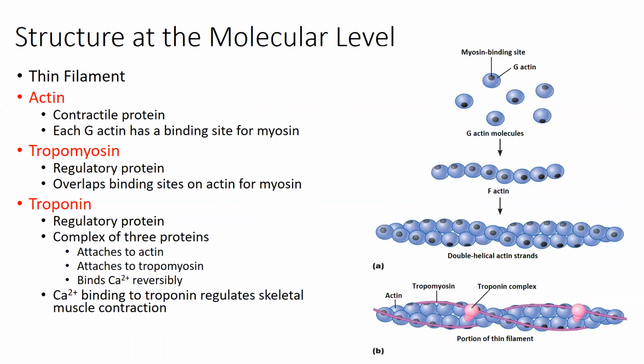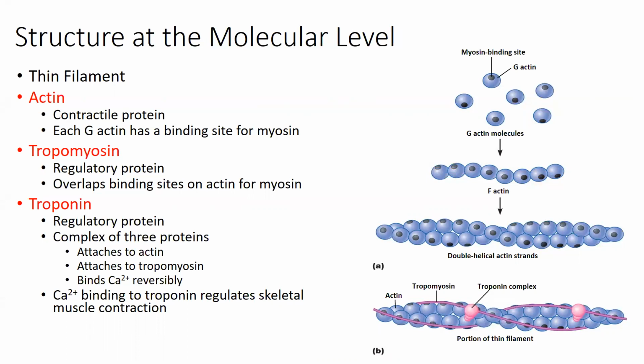And the second regulatory protein is actually a complex of three proteins, troponin. Right? There are three areas for this complex to bind. The first one is going to bind tropomyosin. The second area it's going to bind is the actin monomer, or the actin fiber. And the third site on the troponin is for binding calcium. Right? A calcium molecule is going to bind onto this troponin complex, and that is going to initiate muscle contraction because that will allow tropomyosin to uncover those binding sites.